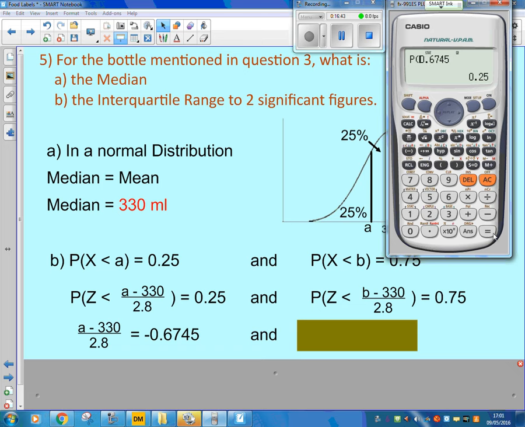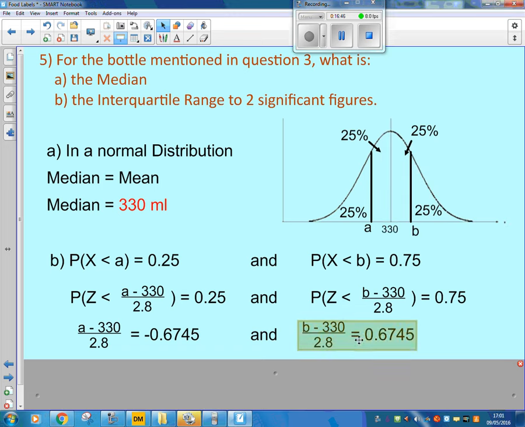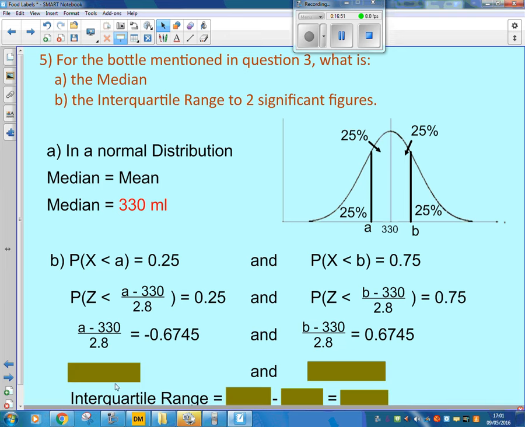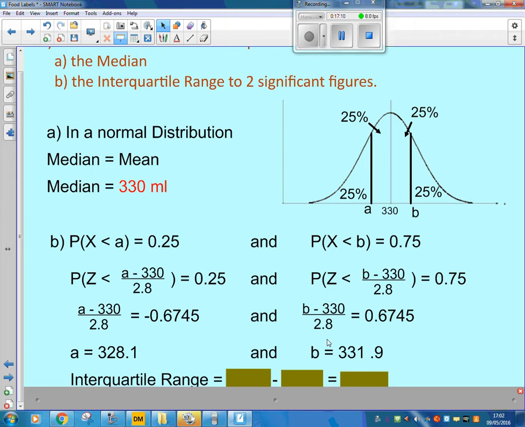If I do that, you see I get 0.75. So I've got these two equations to solve. Firstly, a minus 330 over 2.8 equals this. Secondly, b minus 330 over 2.8 equals that. You could use shift solve if you wanted to, but this gives you a equals 328.1. There, b equals 331.9. So our interquartile range, this is the upper quartile, that's the lower quartile. Subtract one from the other, and you get 3.8 as our interquartile range.